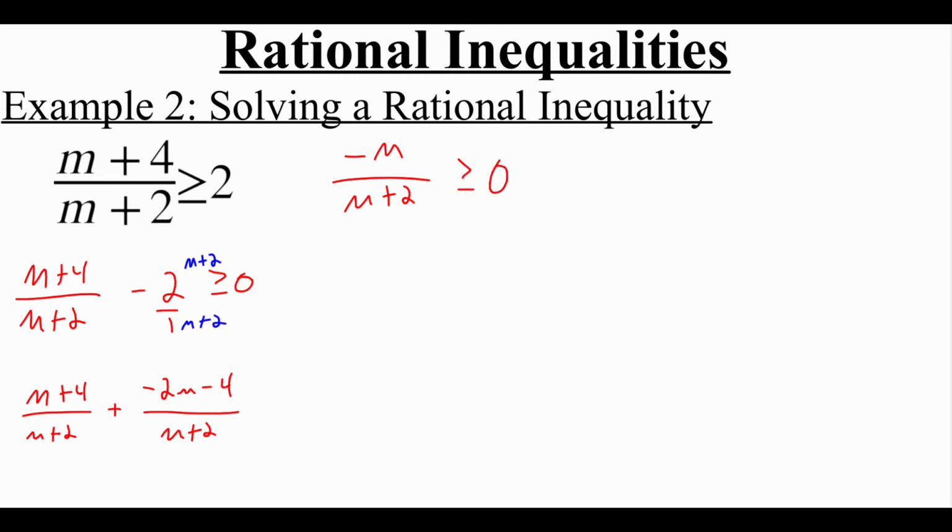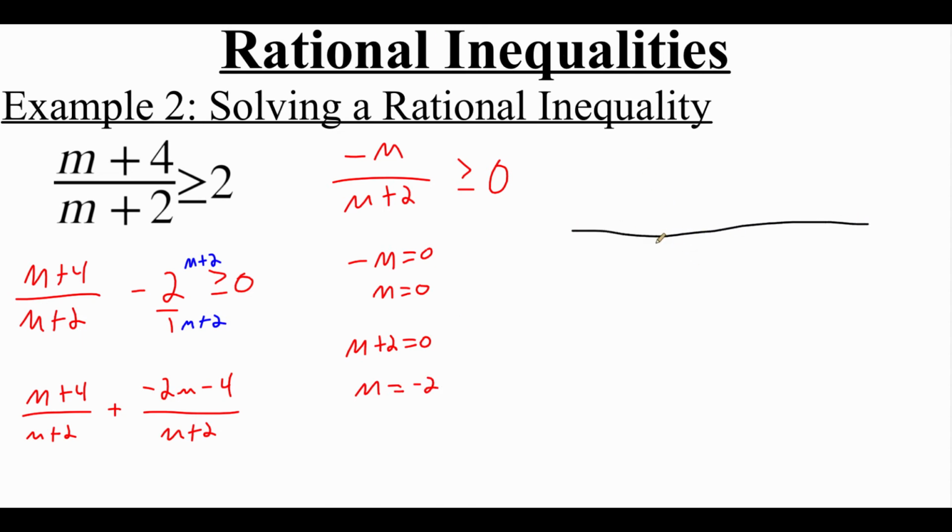Now to get our critical numbers, we set the top and bottom both equal to 0. So first I'm going to take the -m and set that equal to 0. If I divide that -1 over to the other side, then I just get m equals 0. So that's my first critical number. Then if I take the bottom and set that equal to 0, m plus 2 equals 0. Subtracting that 2 over, we get m equals negative 2. So these are my two critical numbers.